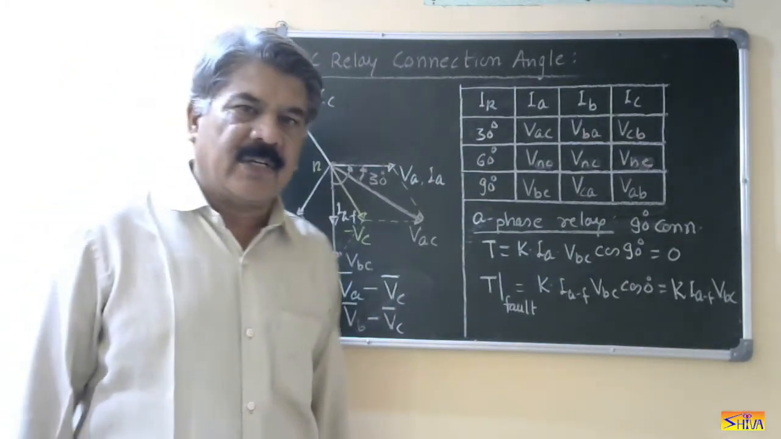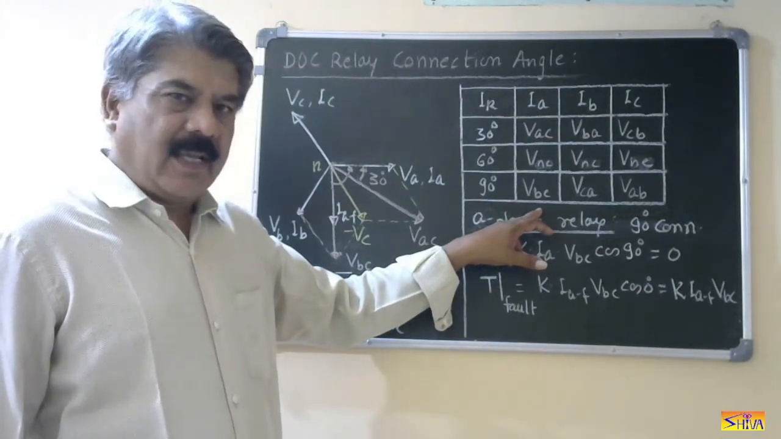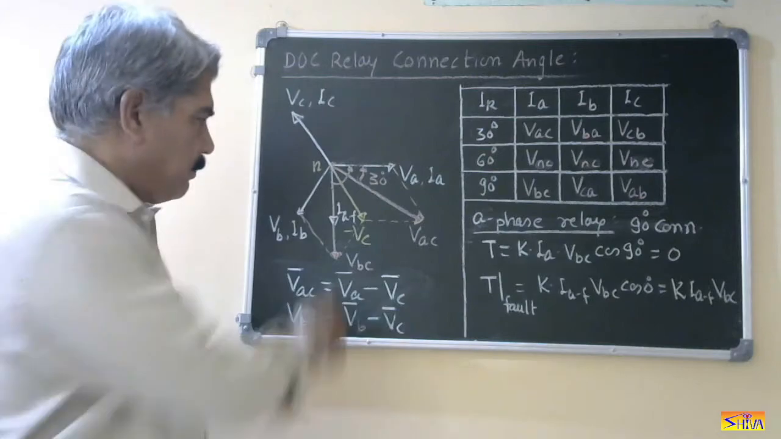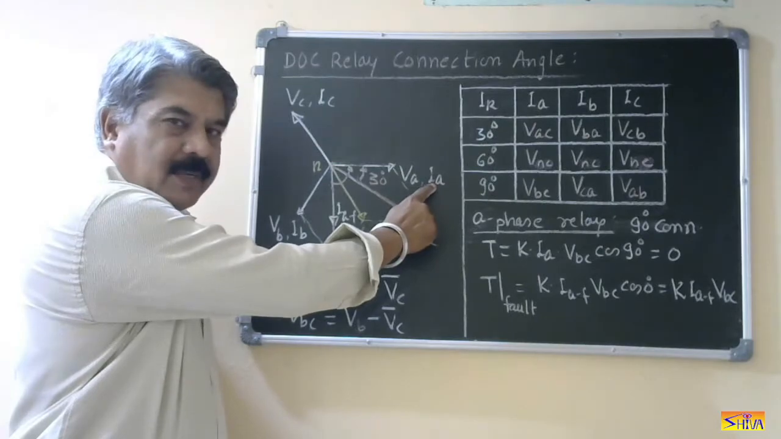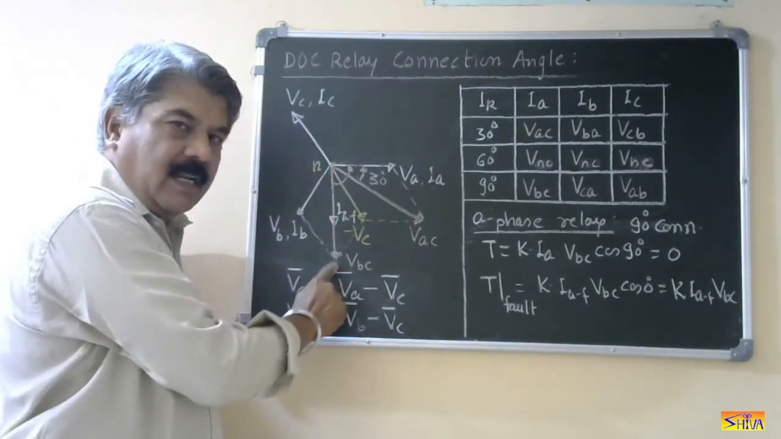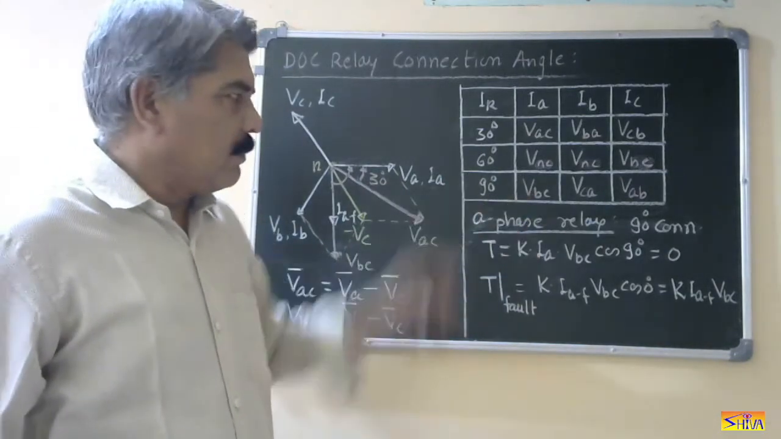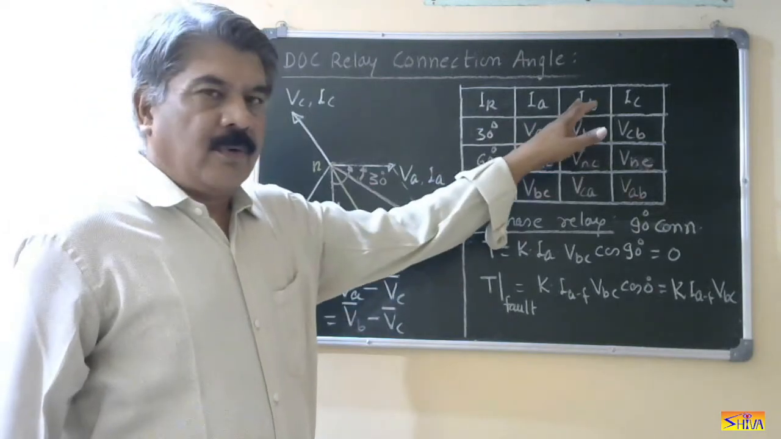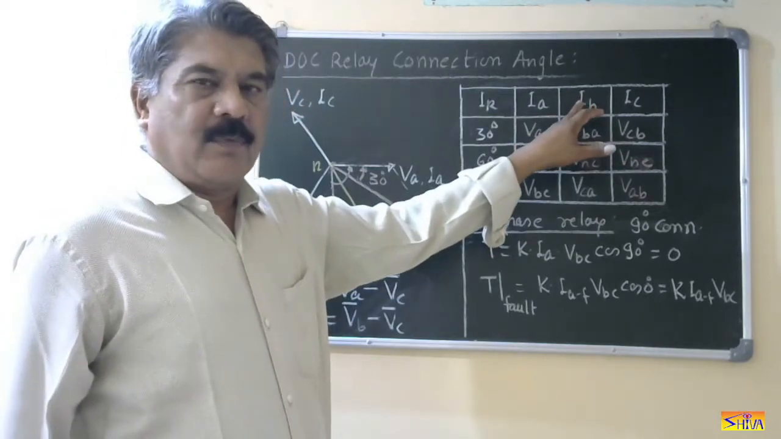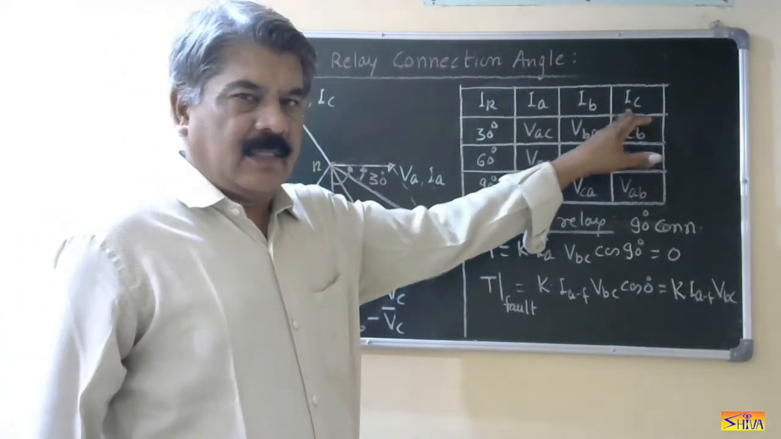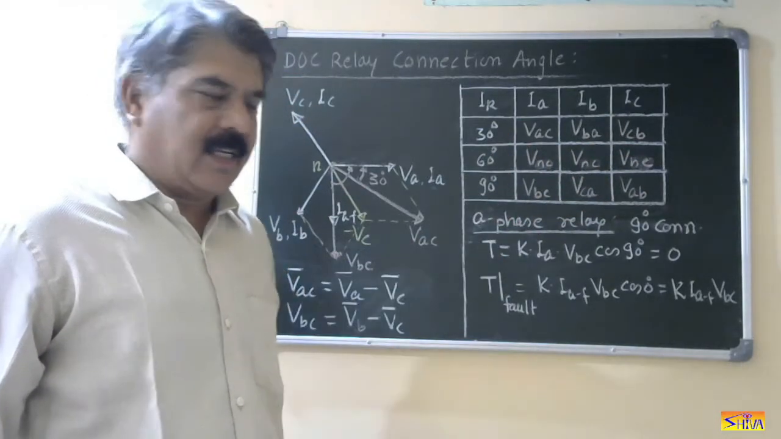For 90 degree connection, we are exciting the pressure coil of phase A by voltage VBC. This is voltage VBC. This angle is 90 degree. So the relay current of phase A is leading the relay voltage of phase A by 90 degree if we give the voltage VBC. So accordingly we can compute, from this phasor diagram, what should be the voltages for phase B and for phase C for 30 degree, 60 degree and 90 degree connections.